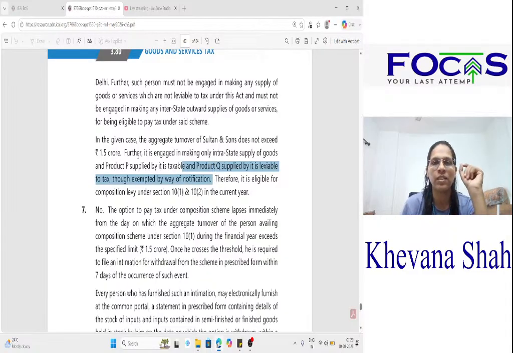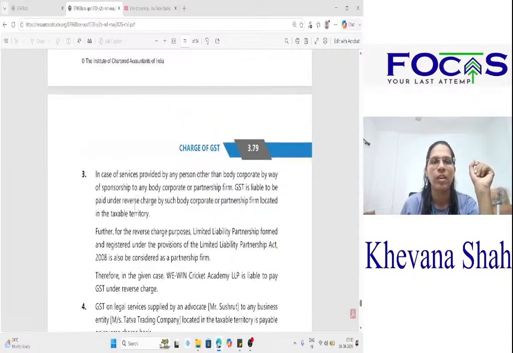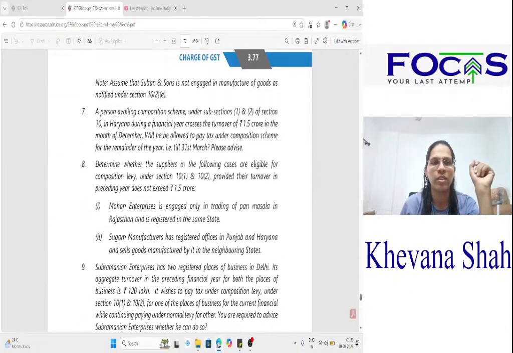Please mark this line. You can highlight this one. This is the important thing of these questions. Therefore, it is eligible for composition levy under section 10(1) and section 10(2) in the current year. Now, let's go to the next question.